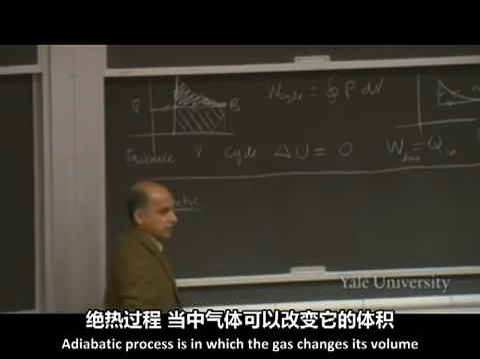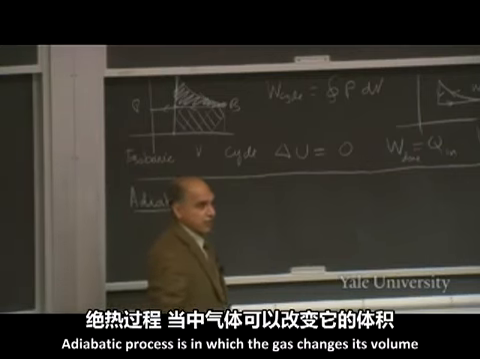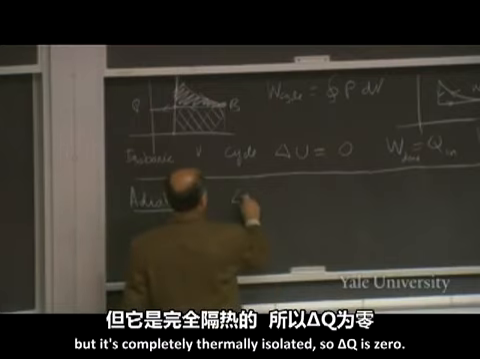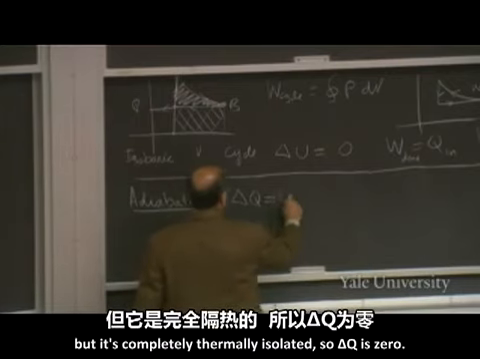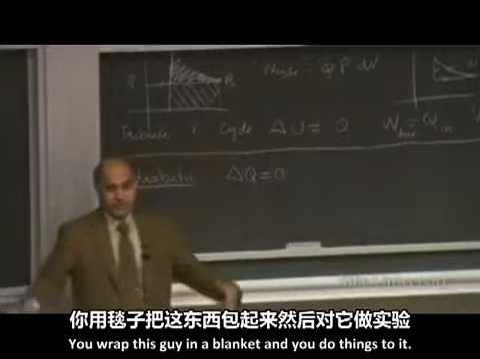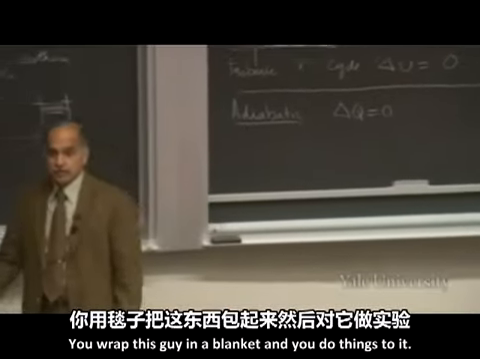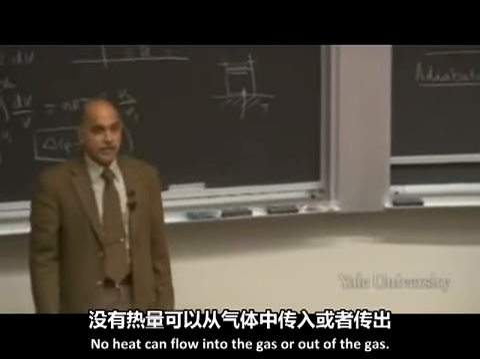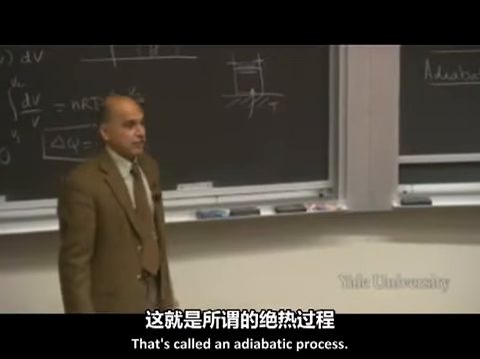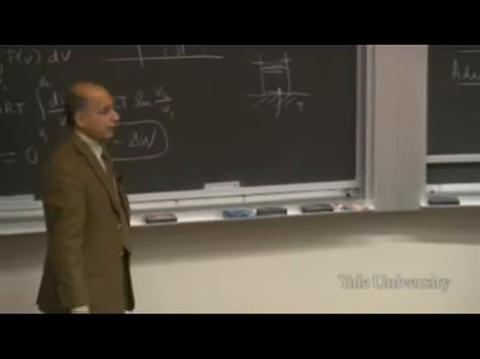Adiabatic process is one in which the gas changes its volume, but it's completely thermally isolated. So delta Q is zero. You wrap this guy in a blanket and you do things to it. No heat can flow into the gas or out of the gas. That's called an adiabatic process.